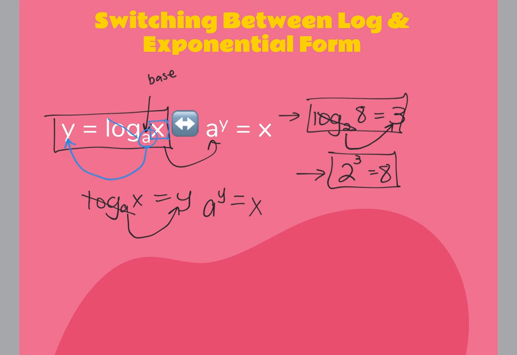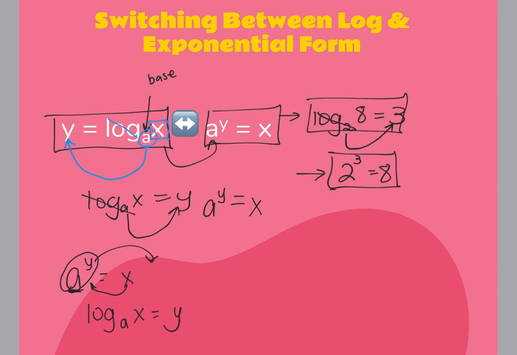Now let's say you start with your exponential function, like a to the y equals x. Remember, this is the base of the exponential function. That becomes the base on the log. No pair ever stays together. So we break the y up to the other side, the x comes over with the a. So this would be log base a of x equals y. So if I took this exponential function, 2 is the base, so it becomes the base on the log. The 3 goes to the other side, and the 8 comes on the side with the 2.